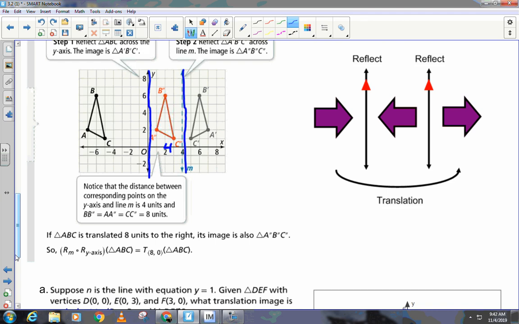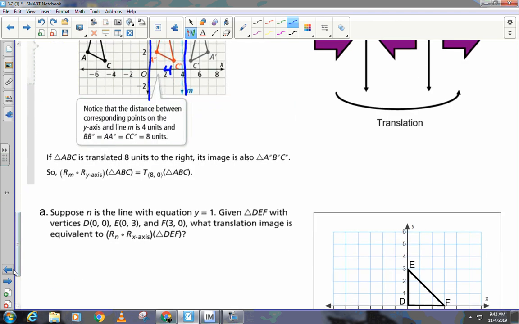That's just telling you that. So here it is in symbols. If we have this composition of reflection, reflect over the y-axis, then reflect over the line M, we actually get a translation of (8, 0), because we're moving 8 units to the right.